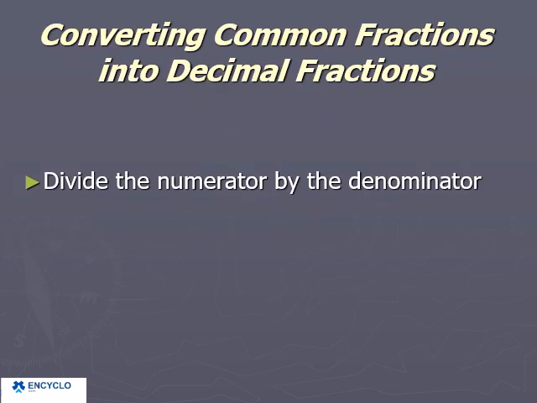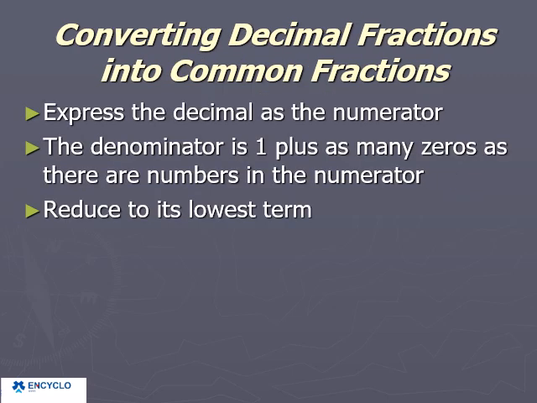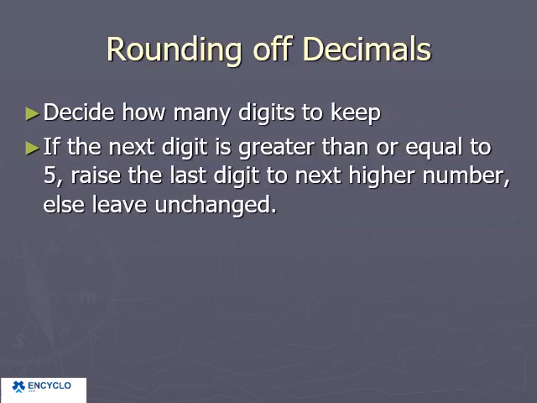To convert a common fraction to a decimal, divide the numerator by the denominator. To convert a decimal to a fraction, express the decimal as a numerator over a power of 10, then simplify. When rounding decimals, identify the digit to retain. If the next digit is 5 or greater, increase the last retained digit by 1. Otherwise, leave it unchanged.